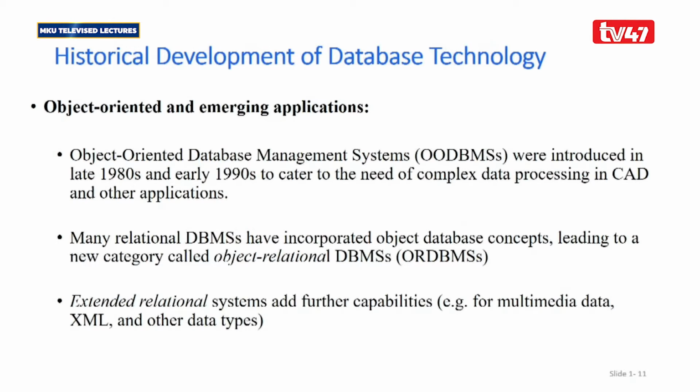So in an object, we can extract specific attributes, specific properties, and keep those particular attributes in a particular base or database. So the object-oriented database systems were introduced in the early 80s, 90s to cater for the need of complex data processing in computer-aided design and other applications.